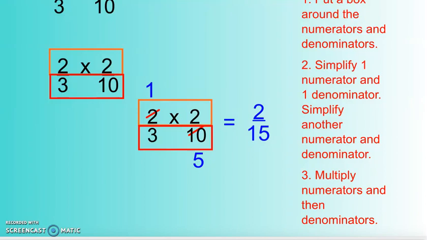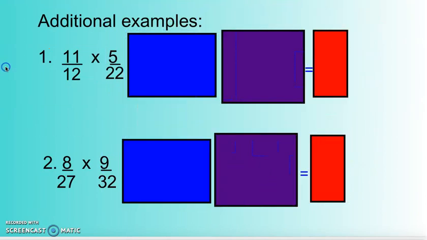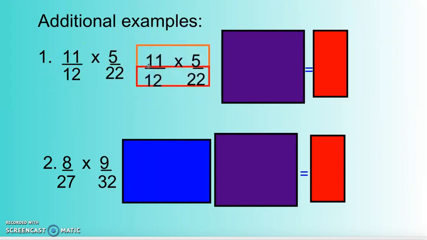Okay, so let's try another problem. What if I have 11/12 times 5/22? First of all, our first step is to do what? Yes, put boxes around numerators, boxes around denominators. So that's what I did. I put a box around them so I keep them separate. Now, second step is to choose one numerator, one denominator. Do you notice any numerators that could go with a denominator down here?